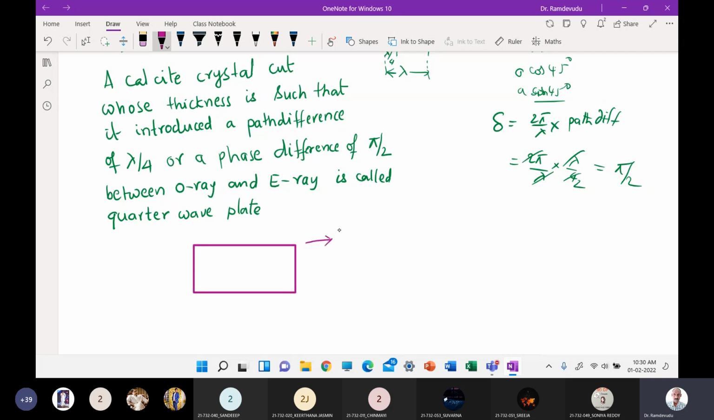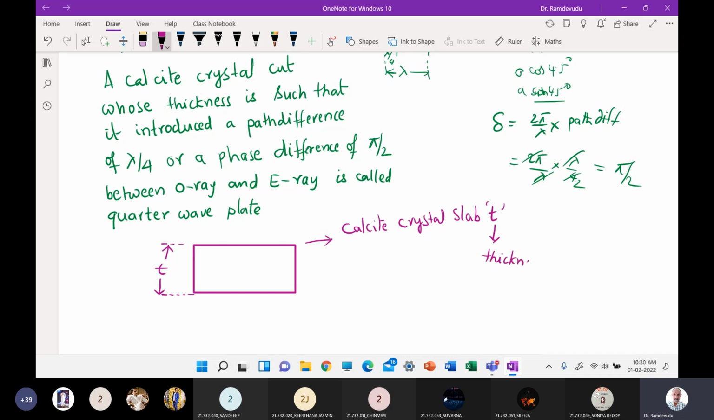This is calcite. Calcite crystal slab or crystal cut, I said, slab of thickness T I am taking. Therefore, I suppose that the thickness of the slab, whatever I am taking, this is the thickness I am supposing. The thickness of the slab is T. This is the thickness. Okay. The T we call it as thickness.